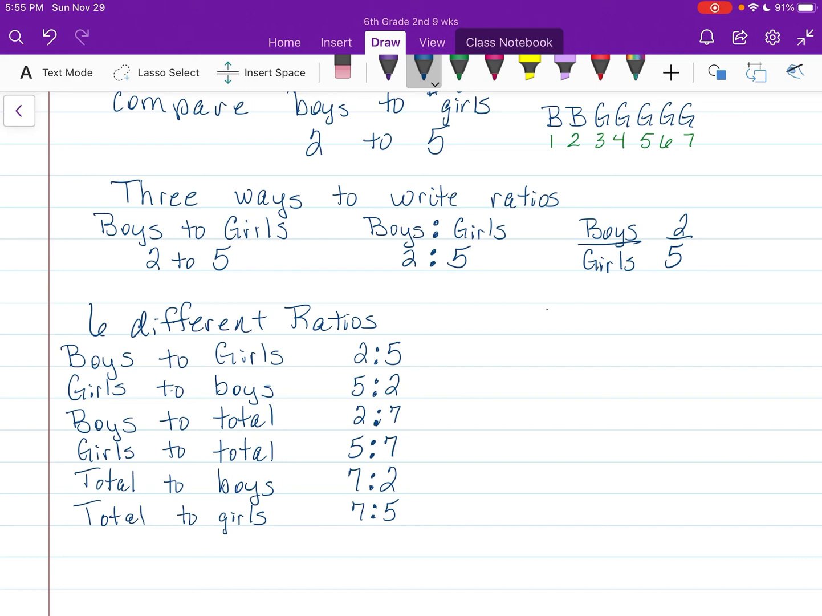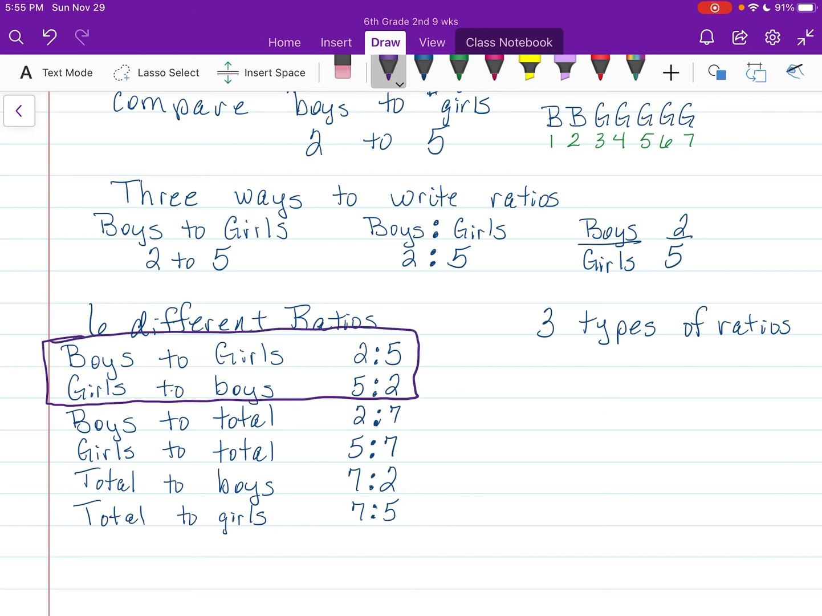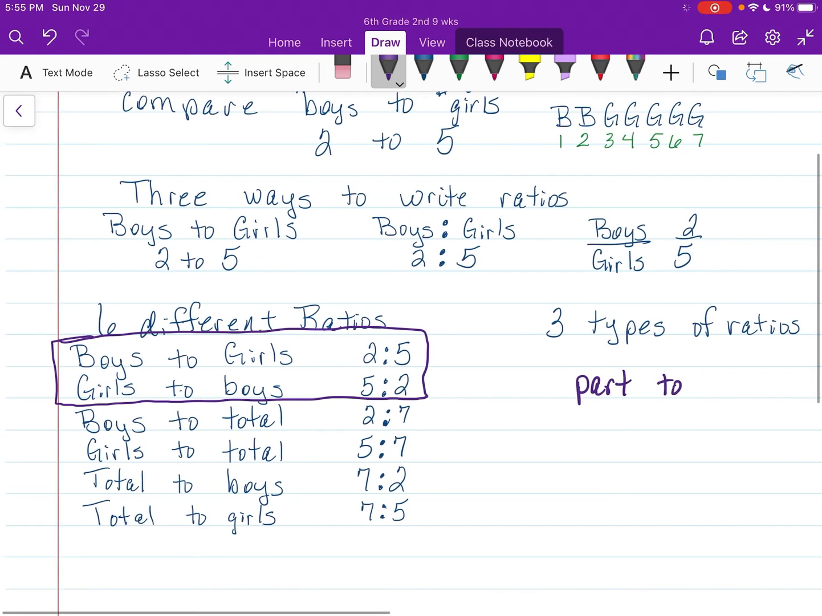There are types of ratios. There's 3 types of ratios, and we're going to look at these types from our example here. The first type are the first 2. They're the 2 parts that make up the whole. So we call this the part-to-part ratio. Boys is a part and girls is a part, and they make the whole group of students, right? So this is a part-to-part ratio. Part to part. The 2 parts.